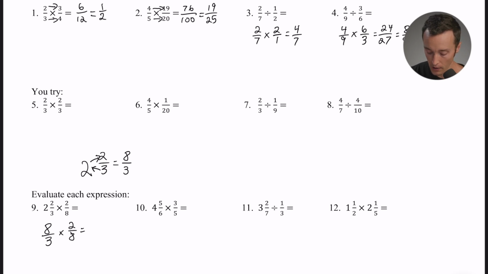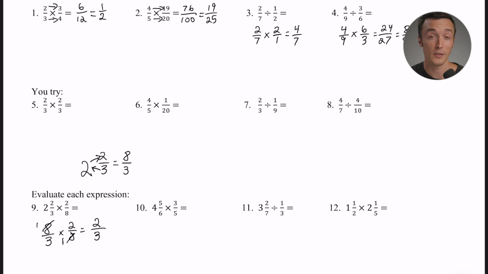Look at the top of the first fraction and the bottom, or the denominator, of the second fraction. They're both 8s, which means you can cross those out and call them 1s, because 8 divided by 8 is just 1. So that's a shortcut, because now the only thing left in the numerator is a 2, and the only thing left in the denominator is a 3. So in that regard, it is a faster way to get to the final answer.